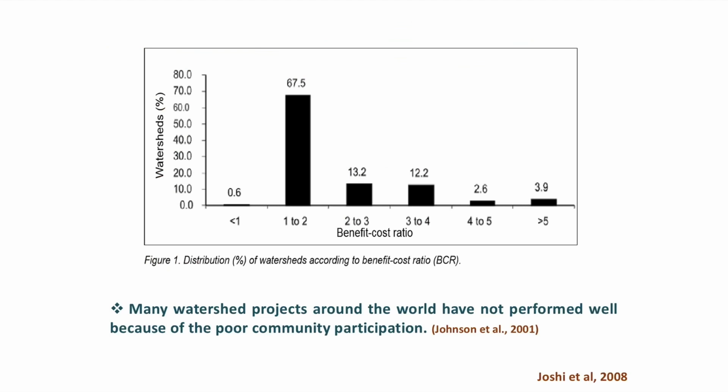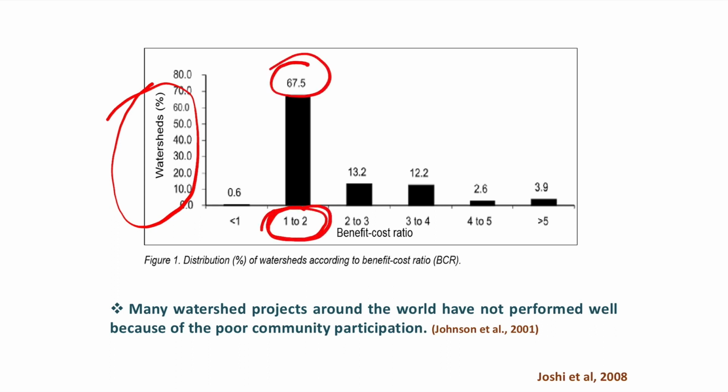Then, if we see the benefit to cost ratio of watersheds, the benefit cost ratio lies between 1 to 2 for 67.5% of watersheds, right? Then it drastically reduces, with 2 to 3 in 13.2%. So this BC ratio depends on what resources are available in that watershed, how technically sound people are, and how they are managing their land and the water available in that watershed. So that indicates the BC ratio of a locality or a watershed.